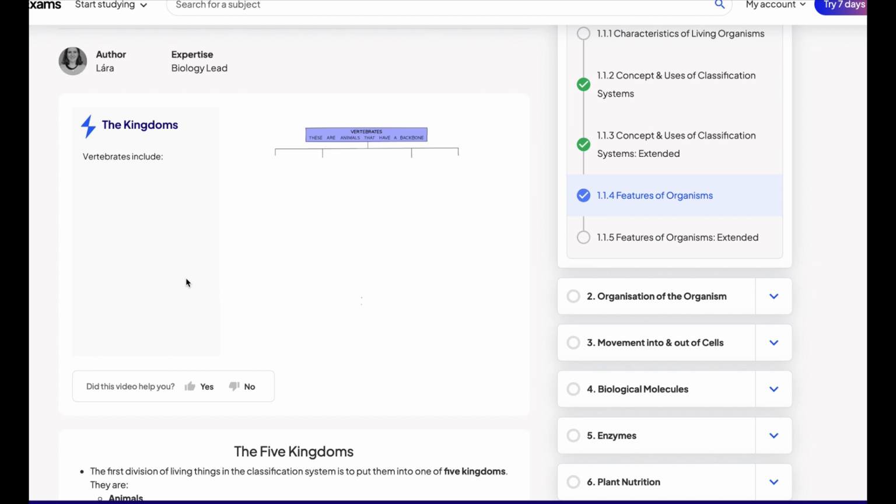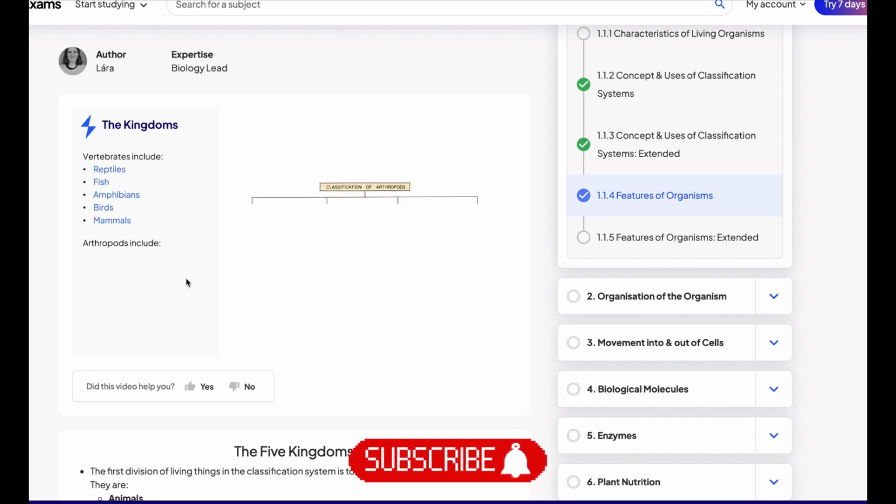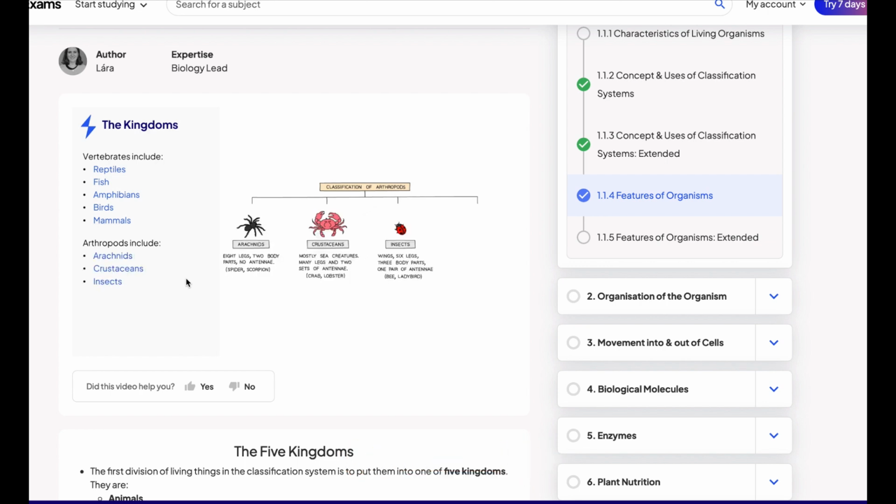Within the animal kingdom, there are many groups, but you need to know specifically about the main groups of vertebrates, such as reptiles, fish, amphibians, birds, and mammals, as well as the main groups of arthropods, which are a type of invertebrate. So we have arachnids, crustaceans, insects, and myriapods. Spend some time ensuring you know the features of each of these different groups and how to classify them. We will look at some worked examples now.